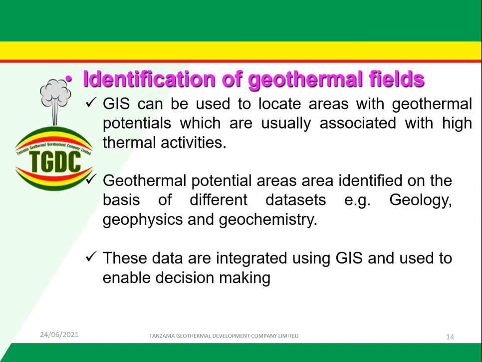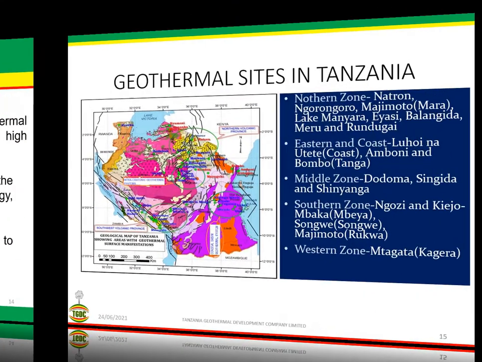So the 3Gs are found separately, and in order for the decision makers to make a decision, they have to be integrated using GIS. And after being integrated, it makes it easy for the decision makers to make the right decisions, especially on locating the areas for geothermal wells.